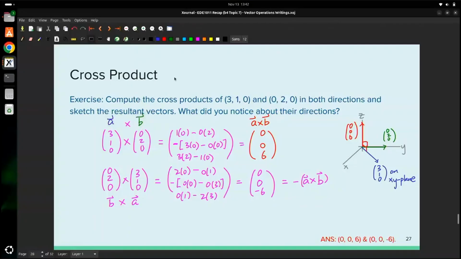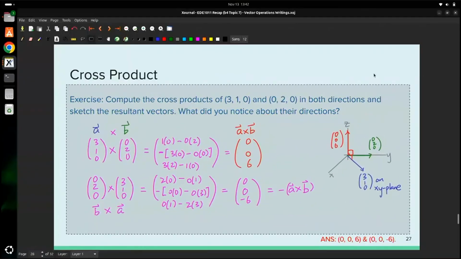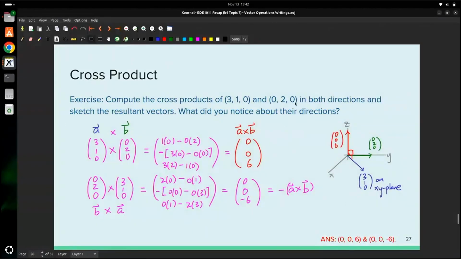Any questions? Because just now we started off by saying that the cross product is going to give you a resultant vector that is perpendicular to the original vectors. And in this case, through this example, we can easily observe that. Is that okay? Questions on the cross product?